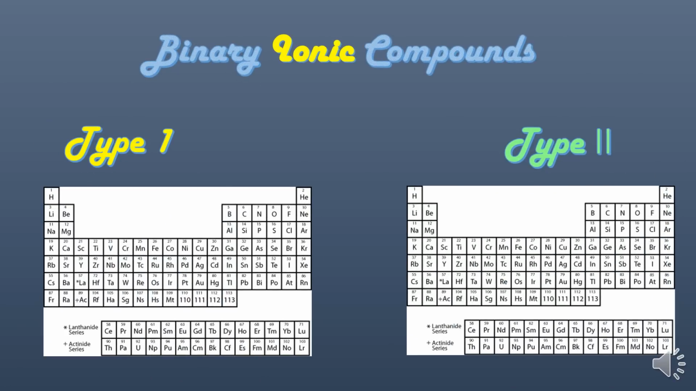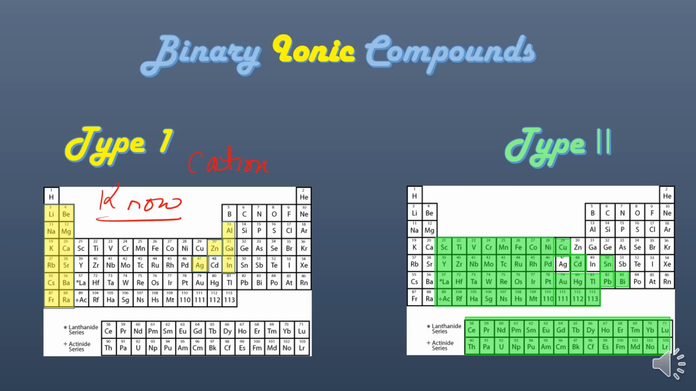What's the difference between these two metals? Well, the type 1 cations, I'm going to go ahead and color it all in again. But the type 1 cations, remember, these are cations. We know the charge, absolutely know it. Everything in column 1 is +1, column 2 is +2. Aluminum, gallium, and indium are +3, zinc is +2, silver is +1. The type 2 cations, we don't know.